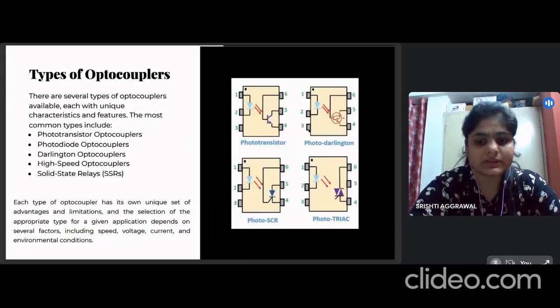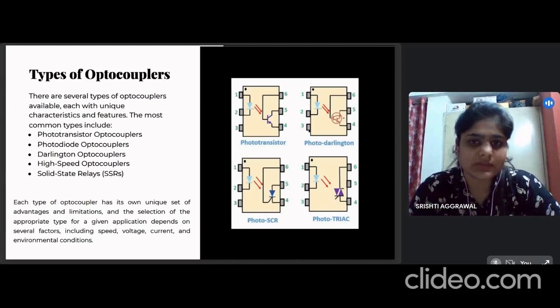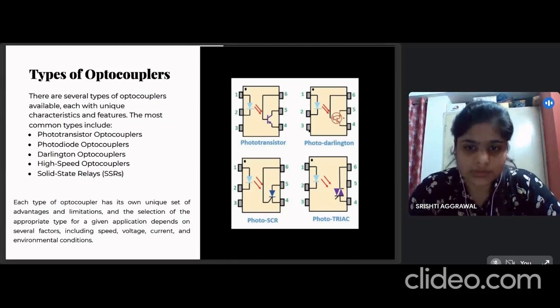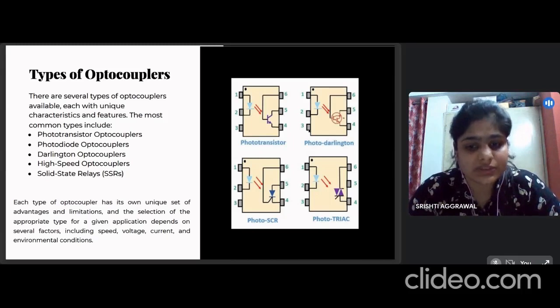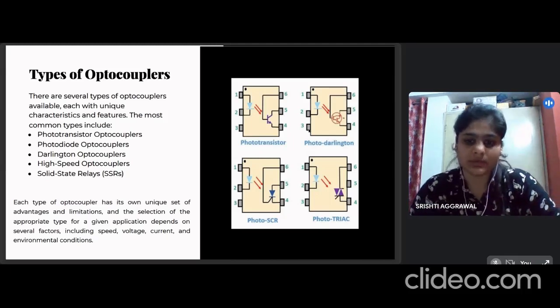In this slide, I will discuss the different types of optocouplers. There are several types of optocouplers available, each with unique characteristics and features. The most common types include phototransistor optocouplers. These couplers consist of LED and phototransistor and are used for low to medium speed applications. They offer high current transfer ratio, that is CTR, and are ideal for use in switching power supplies, audio amplifiers, and motor control circuits.